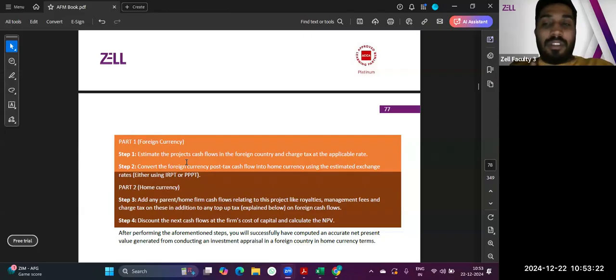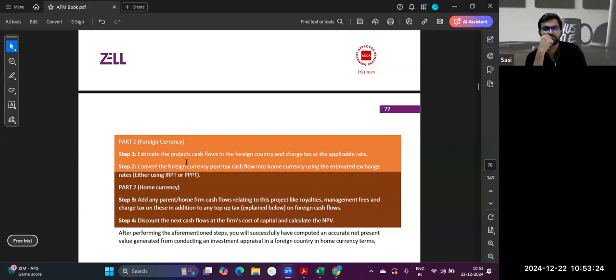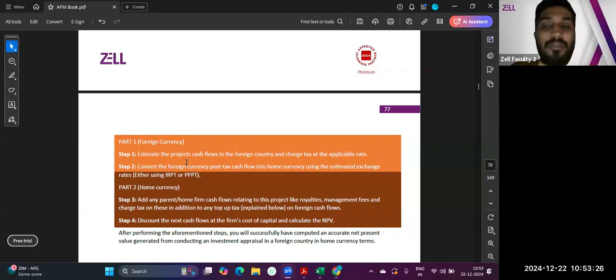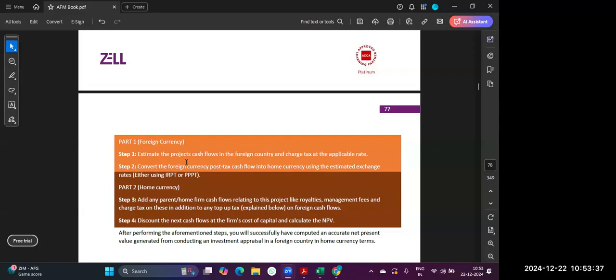Understood? So if the home country's tax rate is higher than the foreign country's, the differential needs to be paid. Now let's say if it is otherwise, if the home country's rate is less than the foreign country's, do you think you'll get a refund? No. Why?